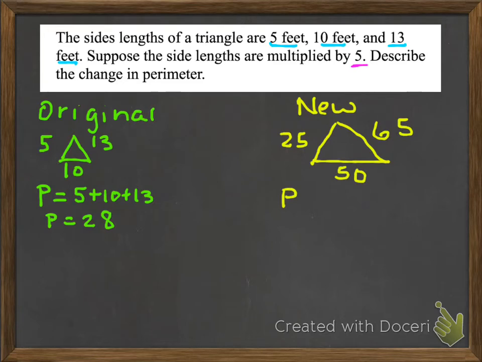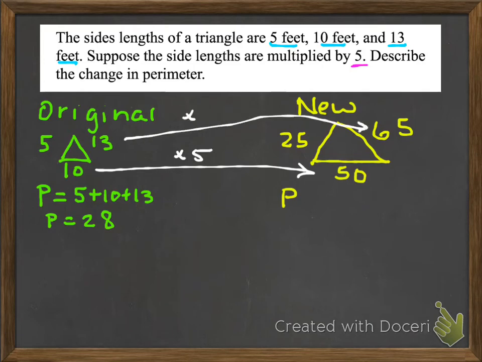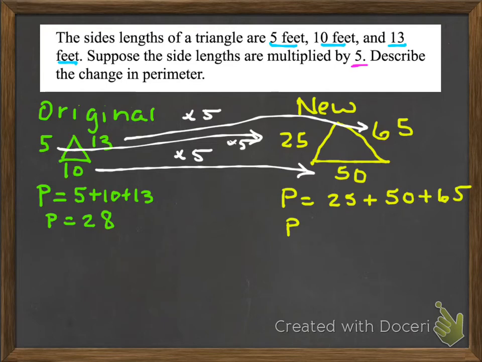All right, so as you can see here, we have the new triangle with the new dimensions, and what I did was I multiplied each of these dimensions by 5. So you can see here, to get from 10 to 50, you multiply it by 5. To get from 13 to 65, you multiply by 5. And to get from 5 to 25, you multiply by 5. So that's what we did. Then we go ahead and write our new perimeter, which is 25 plus 50 plus 65. Then you get a total perimeter of 140.